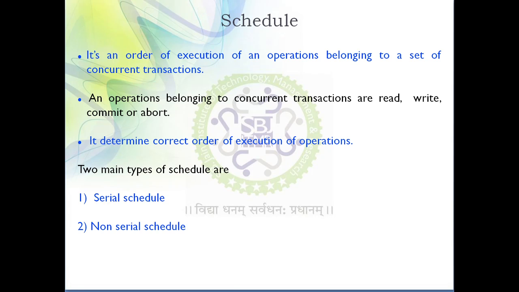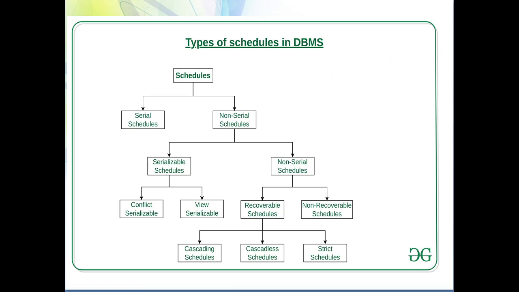If we discuss the schedule in case of a database, then we find that schedule is mainly classified into two major categories: serial schedule and non-serial schedule. But in detail, here we can see a detailed classification of schedules for transactions in a database. The main schedule is divided into two major categories, called serial schedule and non-serial schedule.